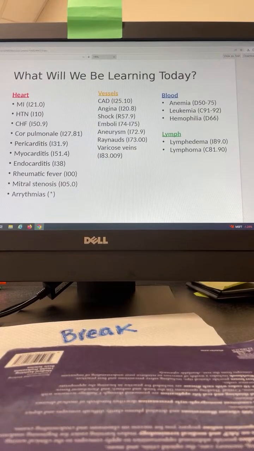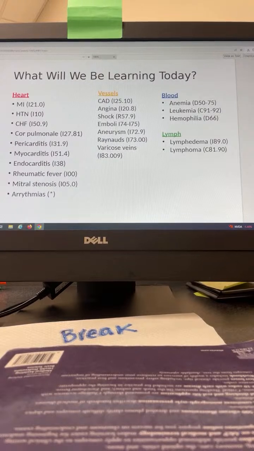These are the topics that we're going to be covering today. I tried to organize them under what exactly is the cause of the problem. So the circulatory system comprises the heart itself, the blood vessels like the veins and the arteries. There's the blood itself, and then there's the lymph nodes. The lymph nodes are kind of like blood vessels, but they carry lymph instead of blood.